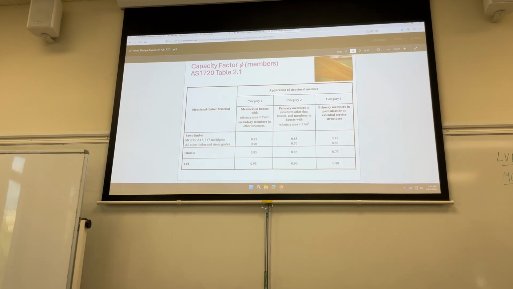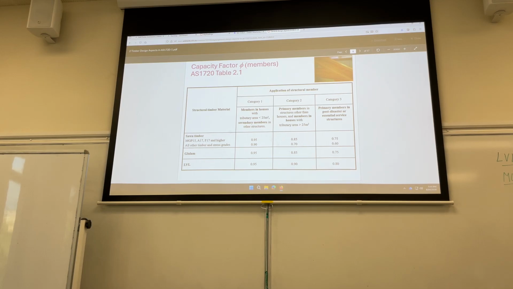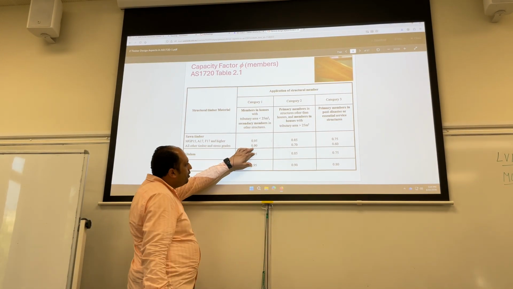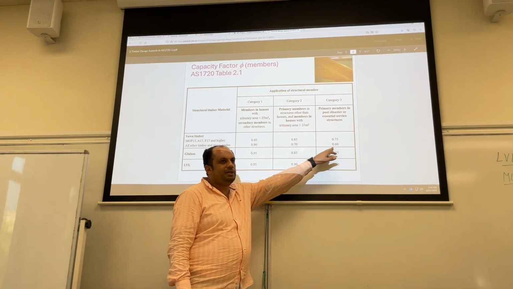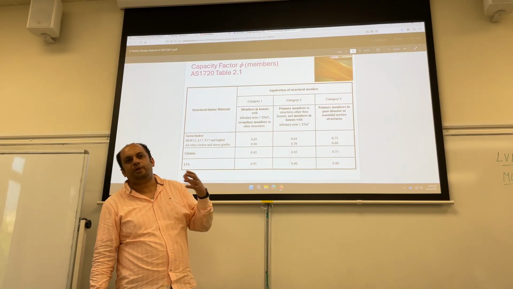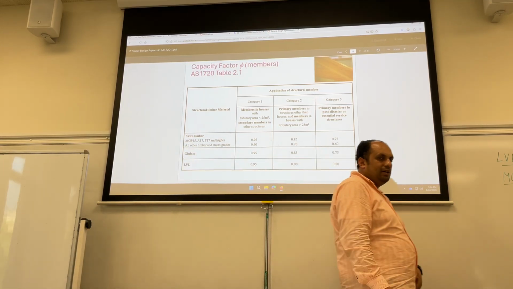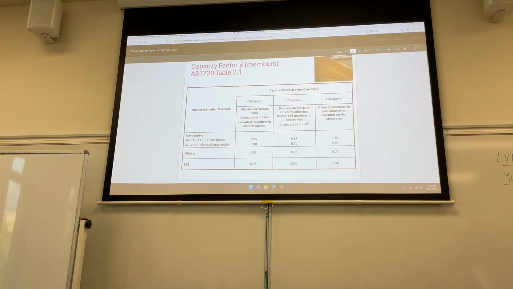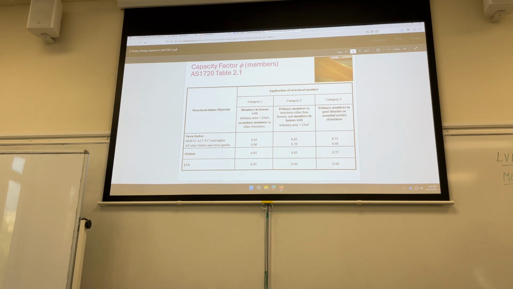Okay, so here the slide shows the table, but it is 2.1, so it was a typo in the first one. It is the table we saw previously in the standard. For some timber, you can see it is a lower phi: 0.9, 0.7, 0.6. Why? Because for some timber the strength is variable, not very consistent, so to be on the safe side they use a lower phi. But for LVL and Glulam it has higher values because it is manufactured, so it has better quality.